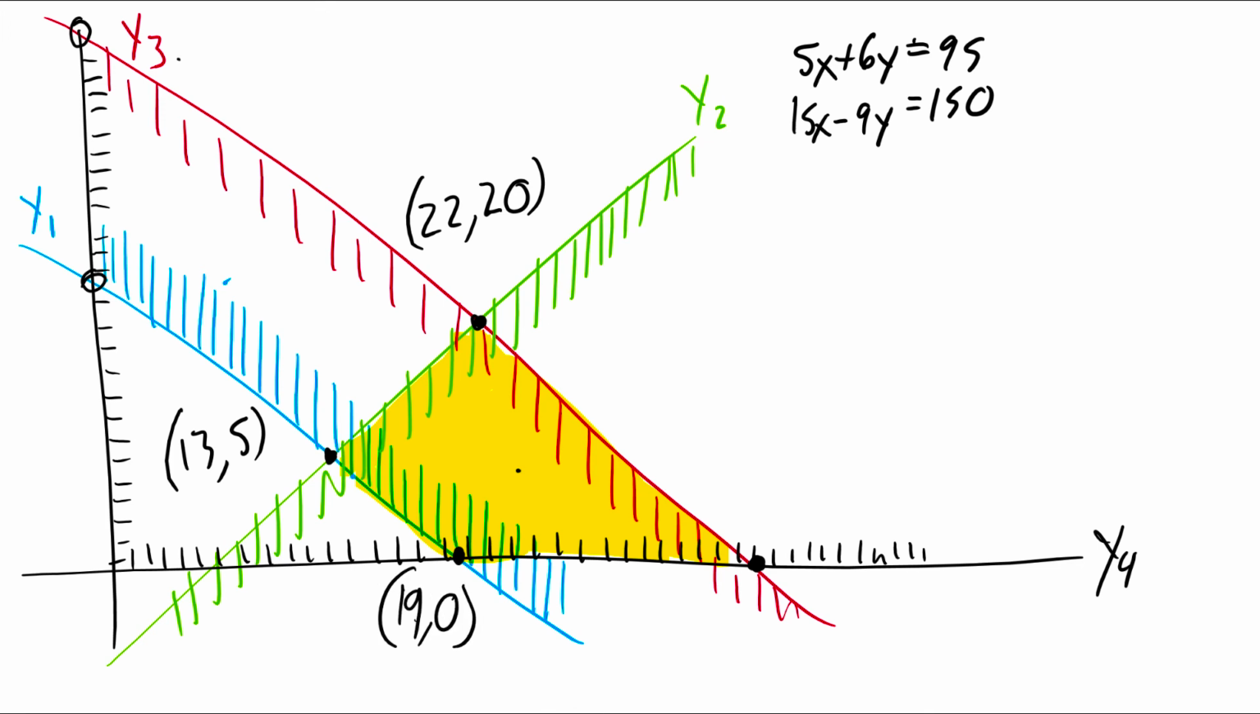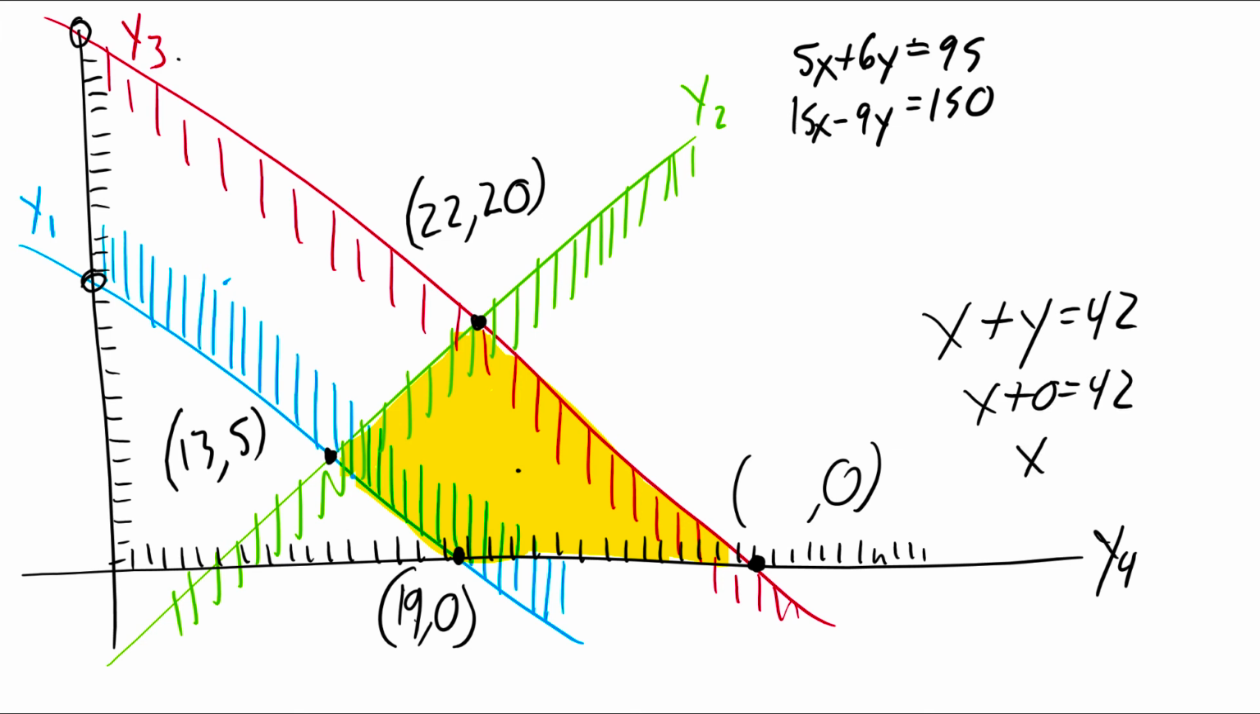But we already knew one of those values because it's on the x-axis. So we know the y value is 0. So this next point over here, we know the y value is 0. And we know that equation is x plus y equals 42. That was our y3 equation. And so we could also solve it by just plugging 0 in for y. x plus 0 equals 42, or x equals 42. So we know that our x value would be 42.